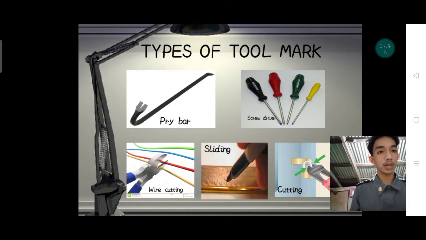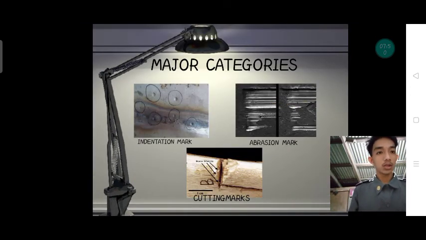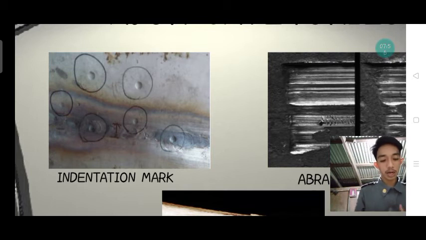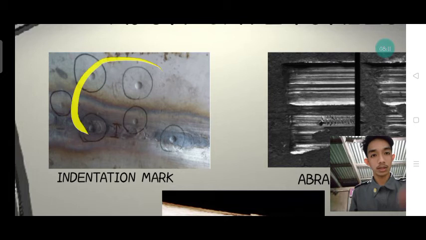So, ayun po yung mga types ng tool mark, impressions and friction mark. Dito naman sa major categories, meron tayong tatlo. Una, indentation mark. Indentation marks are made by a tool when it presses against a softer surface. Nagpo-form siya ng negative impressions on the object receiving the force. So, ito yung example niya.